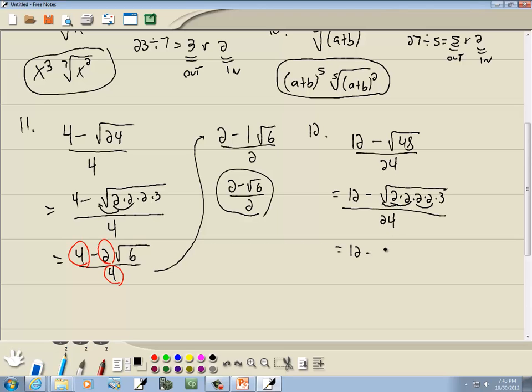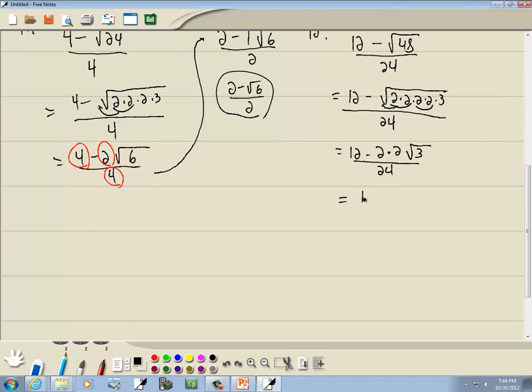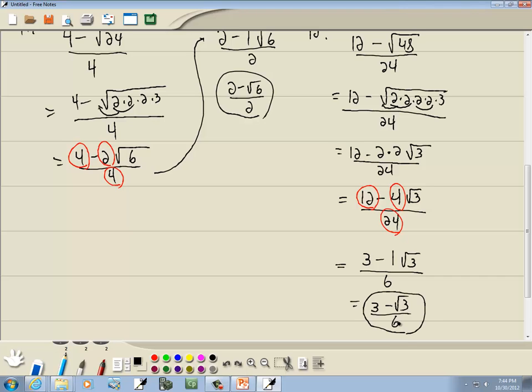Now when they come out, there's multiplication between them. So I'll have 2 times 2 in front of the square root, and then a 3 over 24. 12 minus 2 times 2 is 4. Again, they should call this the 3-number rule or something. But if you can divide this number, and this number by the same number, do so. Those are all divisible by 4. 12 divided by 4 is 3 minus 1 square root of 3 over 6, which gives us 3 minus square root of 3 over 6. And that's our answer.